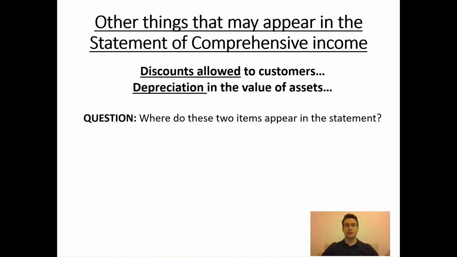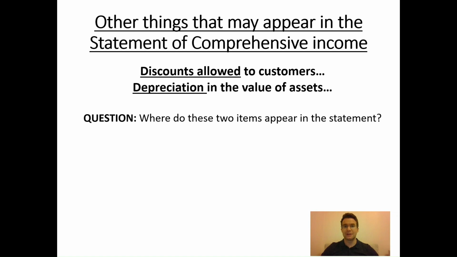Now, there are other things that may appear in more complex statement of comprehensive incomes, and we're going to look at those now. The first thing that might be appearing is discounts allowed to customers. Now, occasionally, if you offer a customer a discount of a certain amount, it's not costing you anything in monetary terms. However, it is costing you in theory because you're not getting the full sales revenue that you would have got if you hadn't offered the discount.